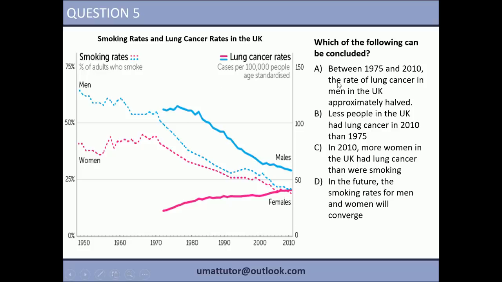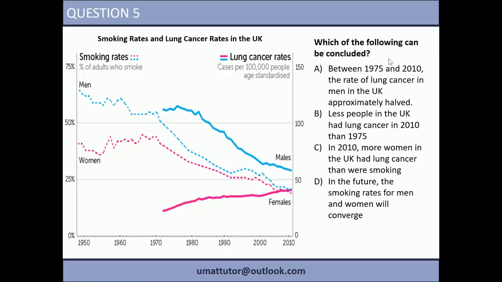So we're looking at the lung cancer rate, which is the solid line, and we're looking at the blue line because we're looking at just men. Now between 1975 and 2010, let's have a look at the numbers. So in 1975, the rate was about 115 to 120, let's say, based off reading it off the right-hand side. And in 2010 it was about 55 to 60. So I would say that's approximately half, and the wording is very good.